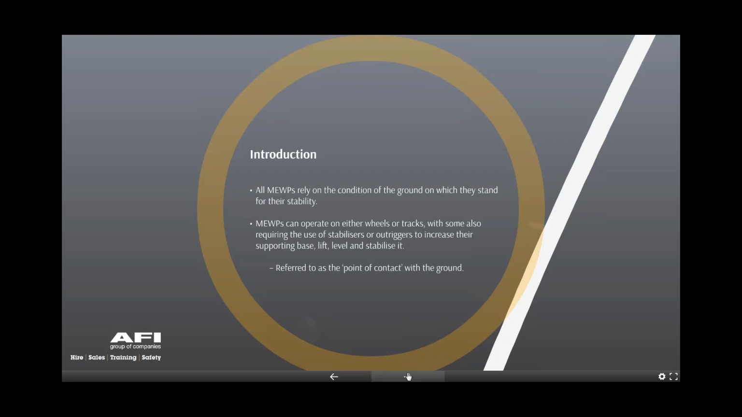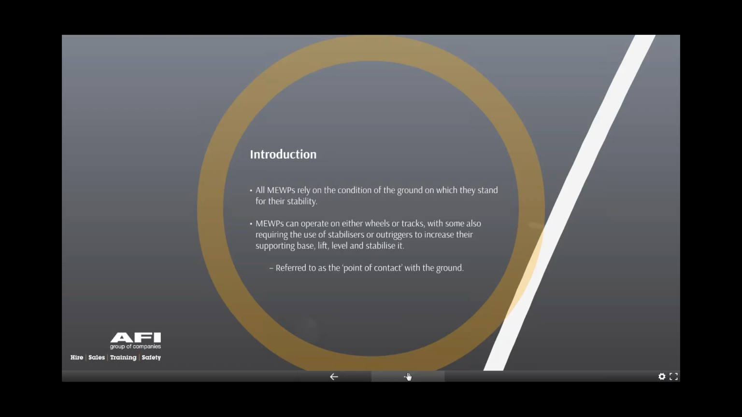And at the time, I don't know whether we were blinkered or whatever, but we didn't really have a huge concern with these other types of machines. The training was going well, people were getting trained, IPAF cards were coming out thick and fast, and there's 600,000 plus cards out there now. So all that was going well, but unfortunately we were still seeing these truck mounted, these track mounted machines turning over.